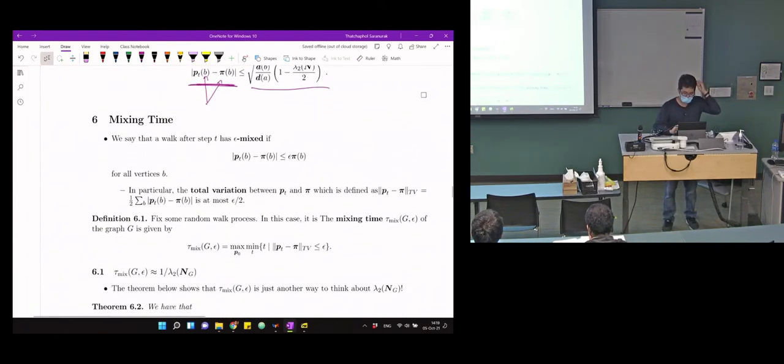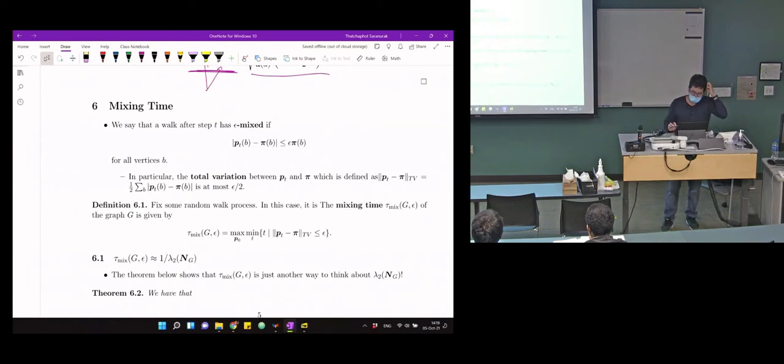Now we can also ask about a concept which people call mixing time. Basically, we say that a walk after step T is epsilon-mixed if the deviation at every node B from the stable distribution is at most epsilon times pi_B.